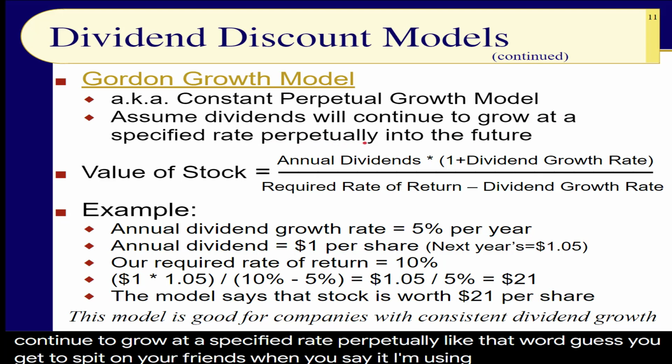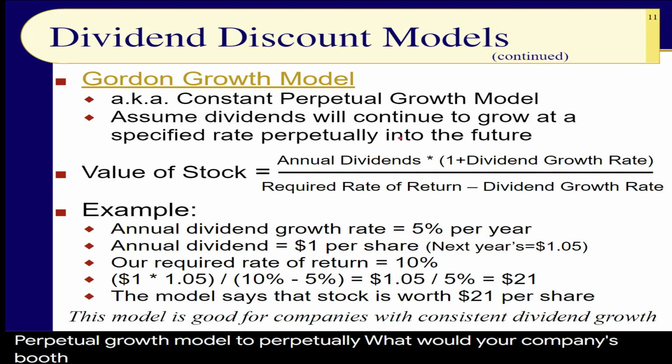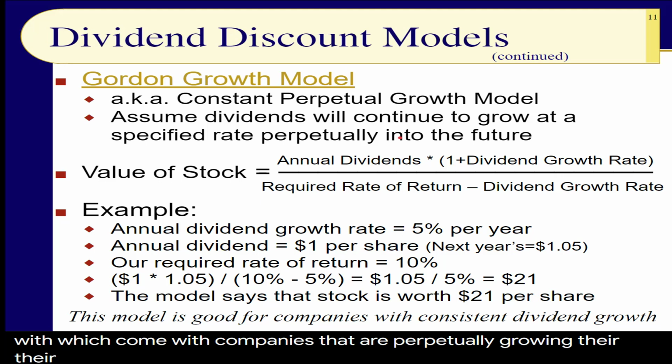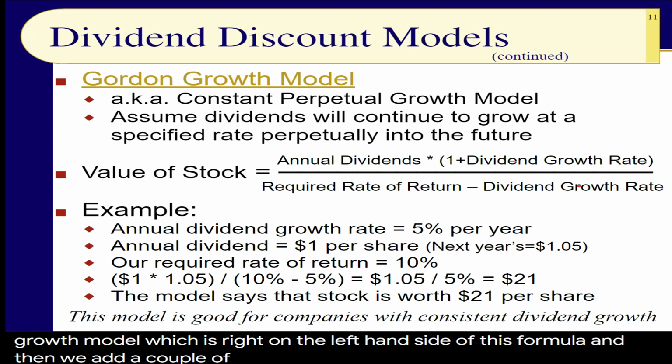I'm using the constant perpetual growth model for companies that are perpetually growing their dividend into the future. And so what we do is we take the zero growth model, which is right on the left-hand side of this formula, and then we add a couple of terms to the right.